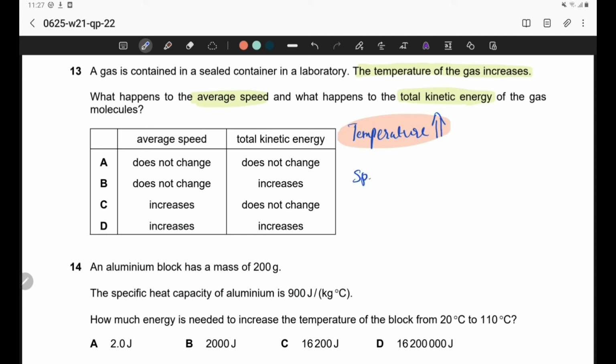So the speed of the particle will also increase. When speed increases, the kinetic energy will also increase, as kinetic energy depends upon the speed. So here, when the temperature of the gas increases, both average speed and total kinetic energy increase. Therefore, the correct answer is option D.